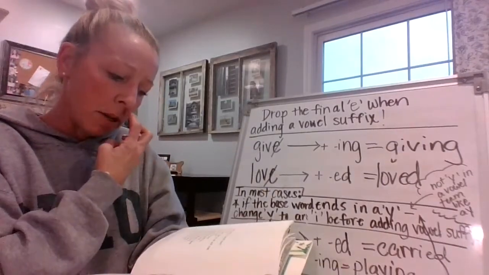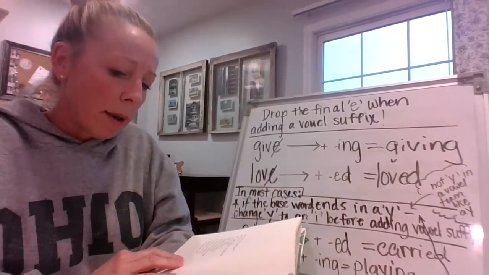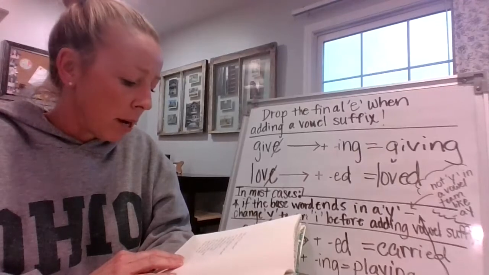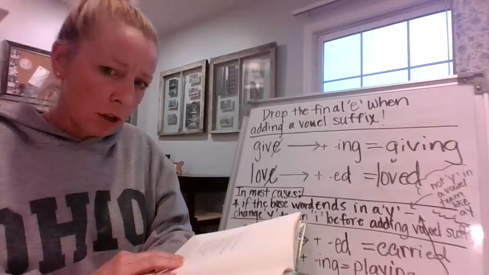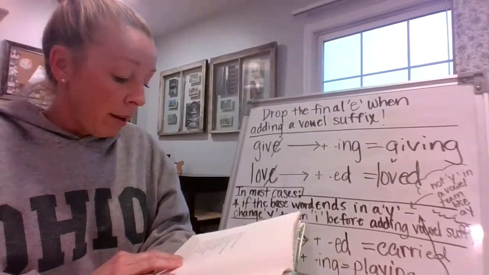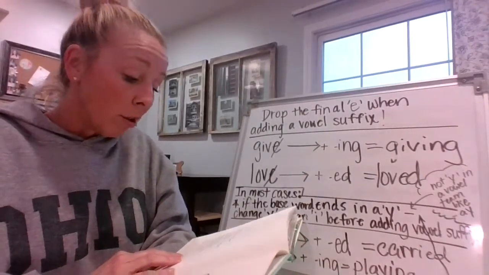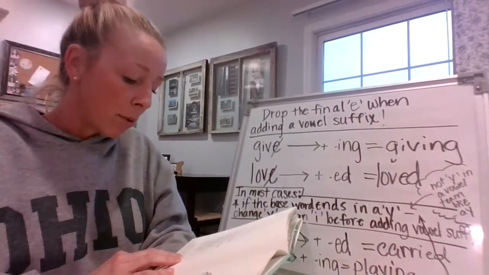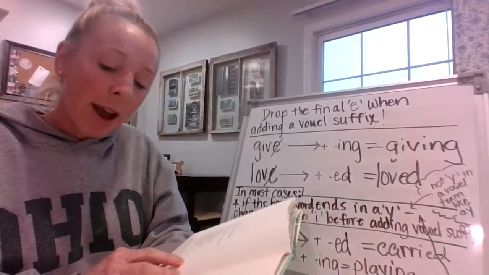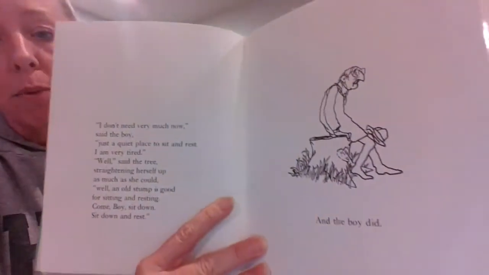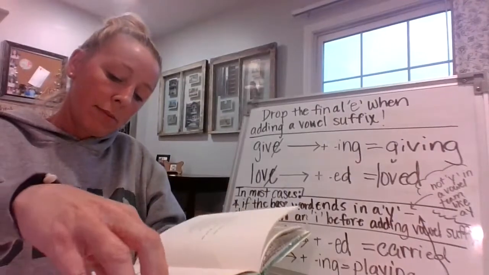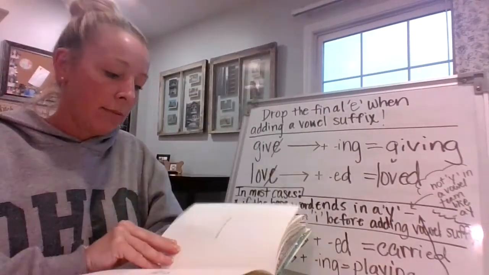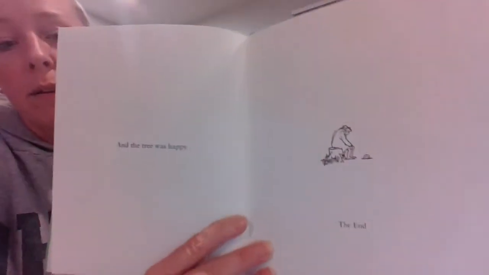"I don't need very much now," said the boy. "Just a quiet place to sit and rest. I am very tired." "Well," said the tree, straightening herself up as much as she could. "Well, an old stump is good for sitting and resting. Come, boy, sit down. Sit down and rest." And the boy did. And the tree was happy. The end.